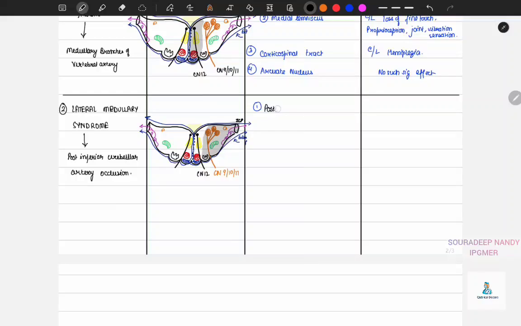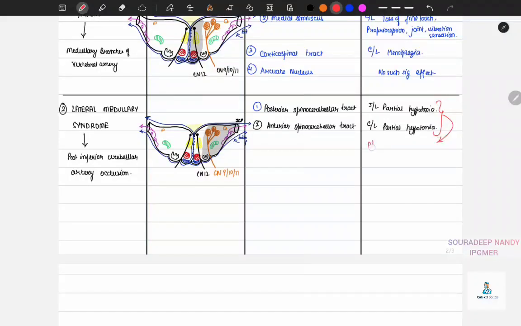Number one, there is the posterior spinocerebellar tract, which will lead to ipsilateral partial hypotonia, because the spinocerebellar tract is responsible for maintaining the tone of the muscle. It supplies the ipsilateral portion, so it causes ipsilateral partial hypotonia. Next, the anterior spinocerebellar tract. This will lead to contralateral partial hypotonia. Both of these will lead to bilateral muscle weakness.